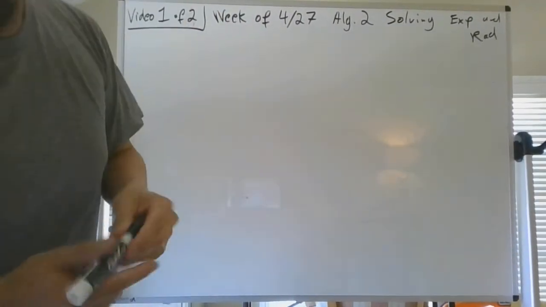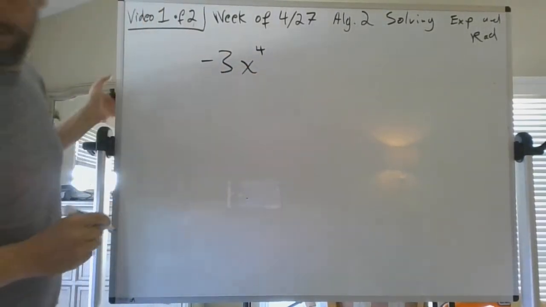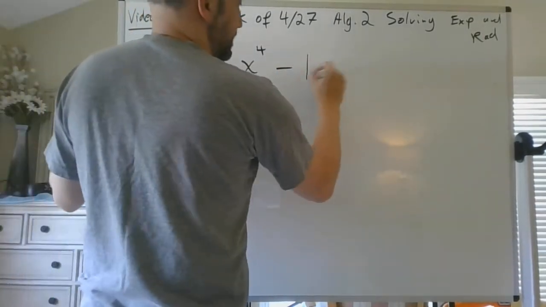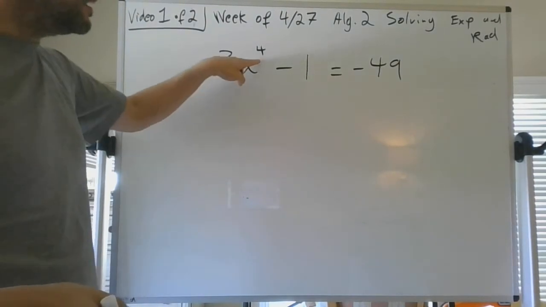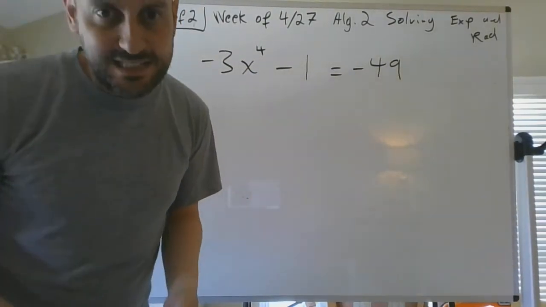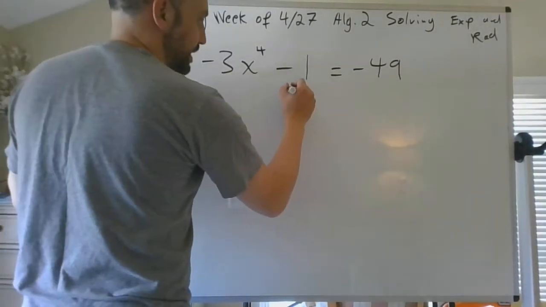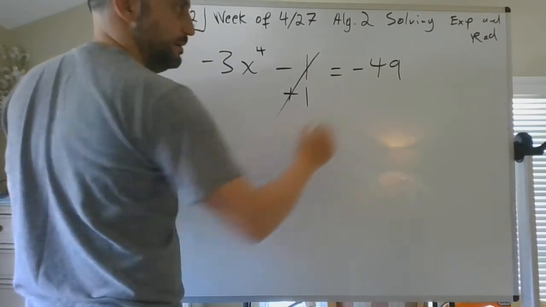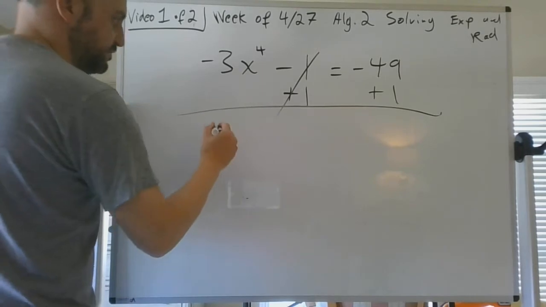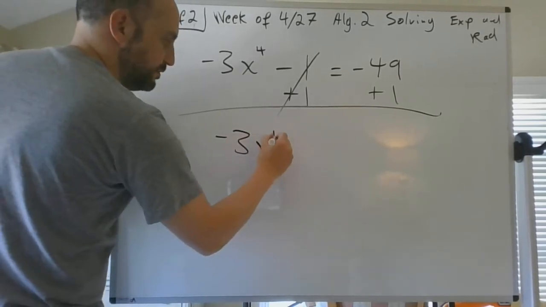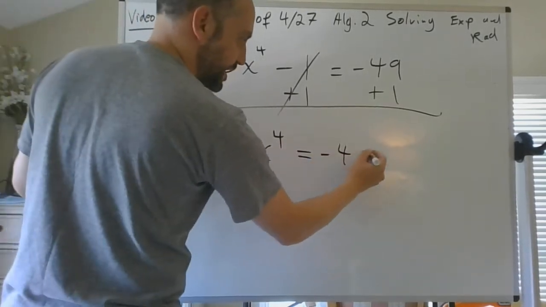Okay, what we got here: negative 3x to the power of 4 minus 1 equals negative 49. The only reason this is harder is because instead of having x squared, we have x to the power of 4, and we have some negatives in there. Otherwise, it's pretty much the same thing. Let's move that minus 1 by doing plus 1. What I do to one side, I do to the other side. Let's rewrite this from left to right. We got negative 3x to the power of 4 equals negative 49 plus 1, which is negative 48.